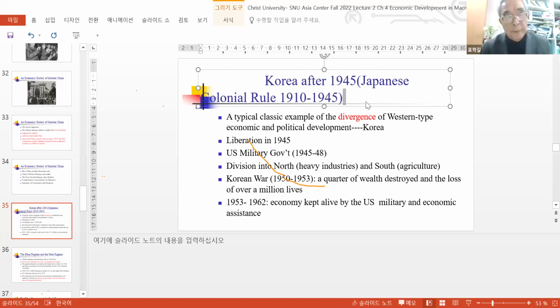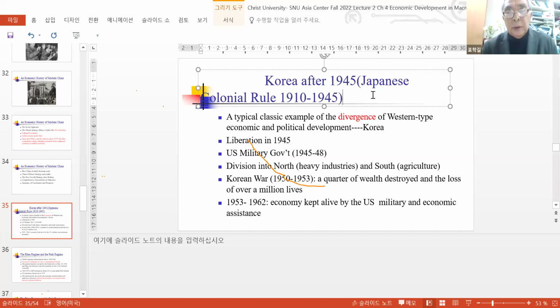So both winners of World War II, instead of Japan, the defeated, occupied the Korean Peninsula temporarily. And as a consequence, Korea became divided between North Korea and South Korea.